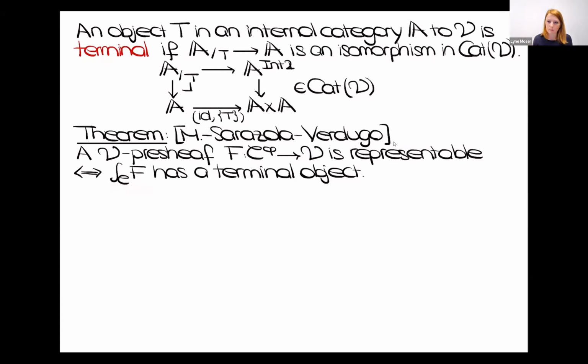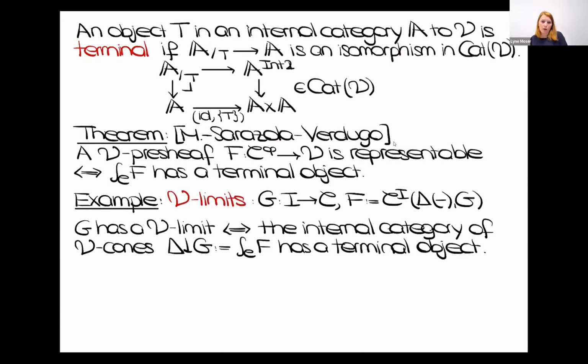And so if we apply this to the V-enriched limits, we have that G has a V-enriched limit if and only if the internal category of V cones has a terminal object. So this is now a generalization of this result about 2-limits.